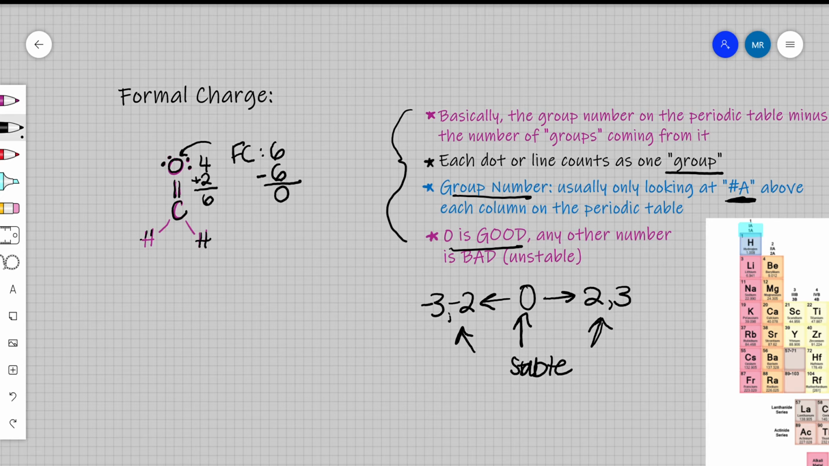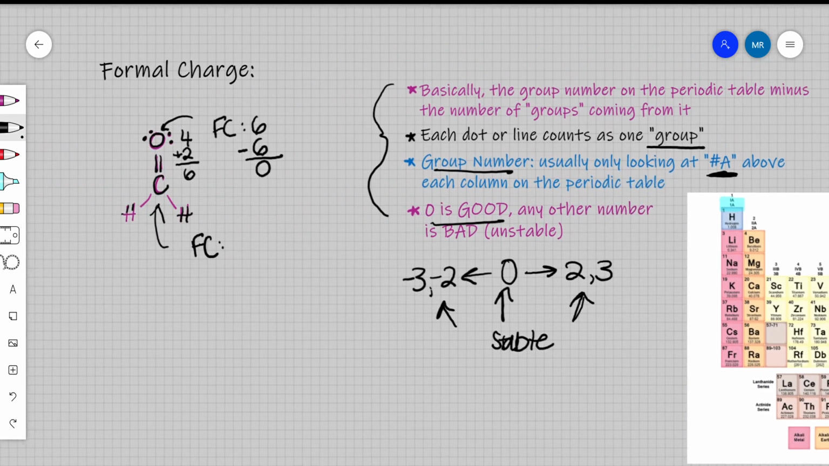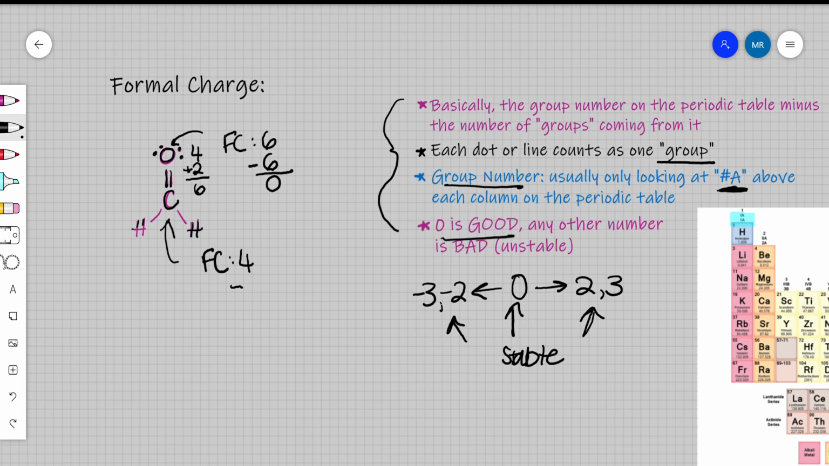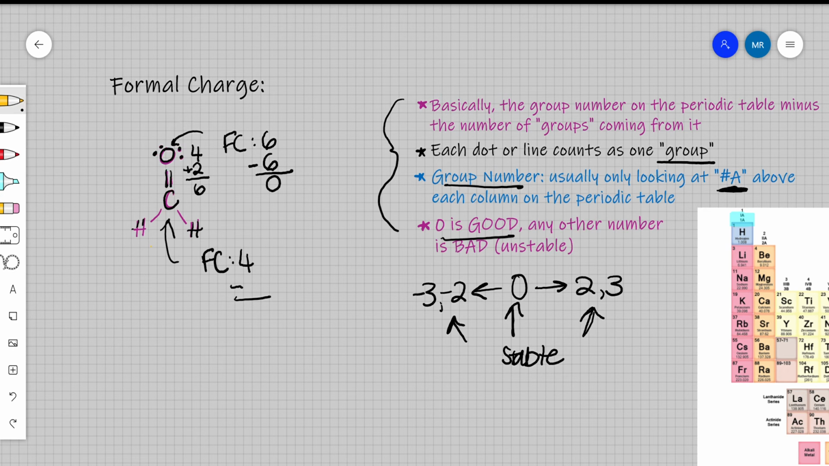So now we'll take a look at carbon. So for the first number for carbon, we take a look at its group number. We see it has 4A. So we know that we're going to use 4 as our first number. And then we subtract the number of groups coming from it. Well, if we take a look at carbon here, we see it has 1, 2, 3, 4 lines coming from it. So we can subtract that. 4 minus 4 gives us 0, so we know that the carbon is stable as well.